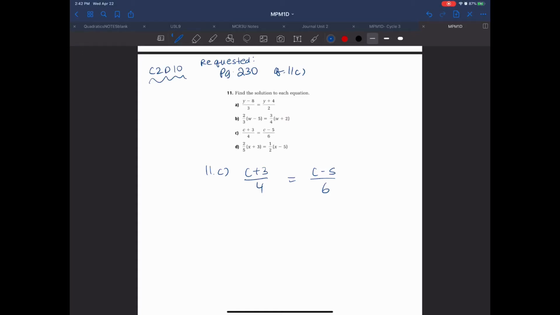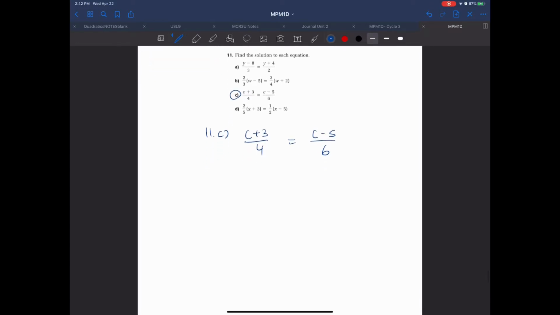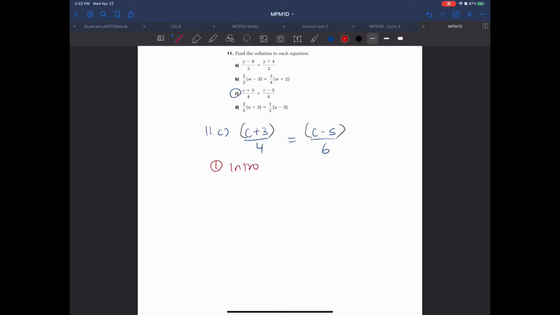So question 11C from page 230 of the grade 9 textbook is this. The first step is, anytime I see a binomial like that, I'm going to put brackets so that I don't make the mistake of not doing distributive property. By introducing brackets, you are kind of making yourself like a monomial. Even though inside the bracket I have a binomial, by introducing brackets, you're creating this monomial.